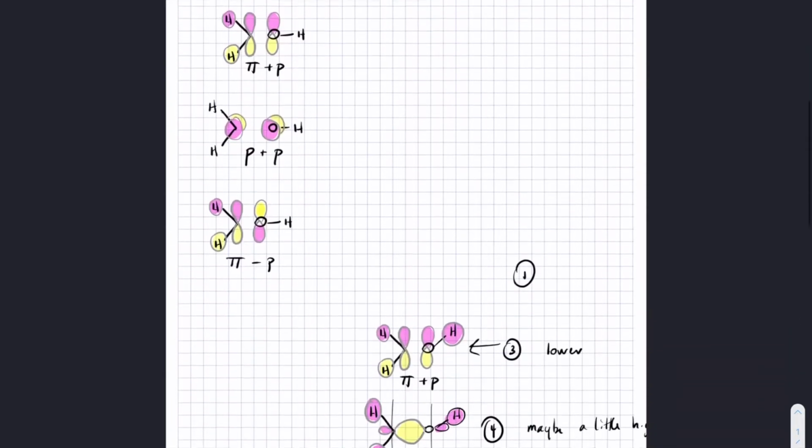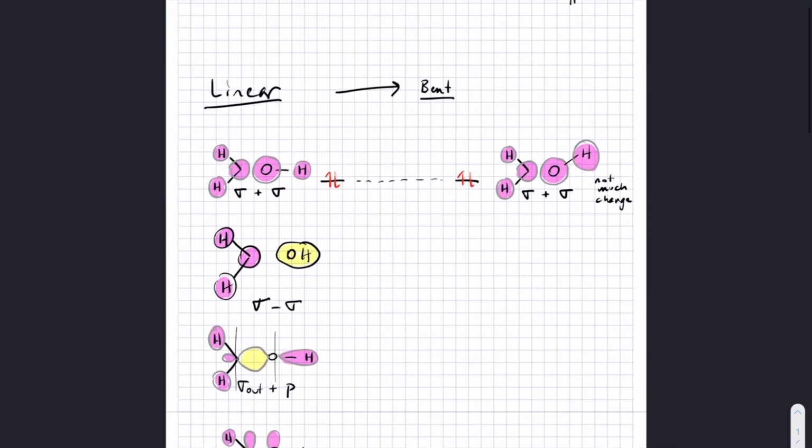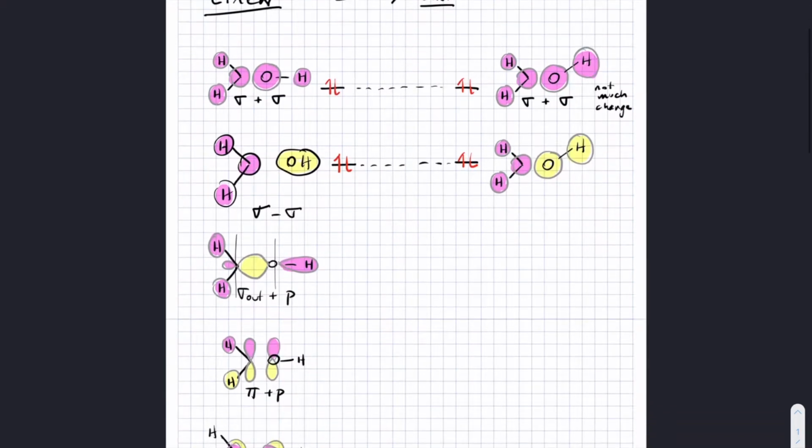Similarly, we might say the same thing for the out-of-phase combination. And again, I'm not showing these in order of energy. We're just showing you, relative to the linear geometry, what we would expect the energy of any given orbital to do. And again, it does not appear that there should be much change as we go from linear to, I guess, bent. Okay.